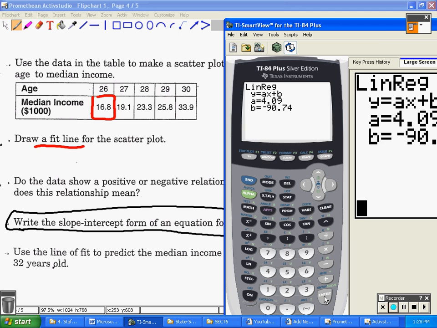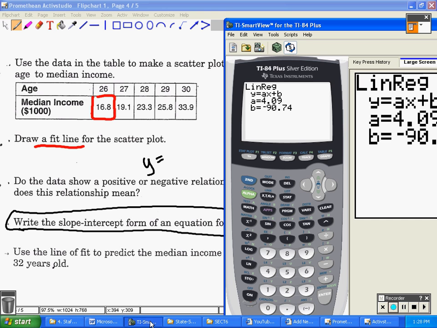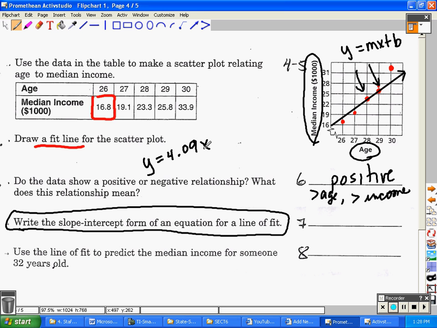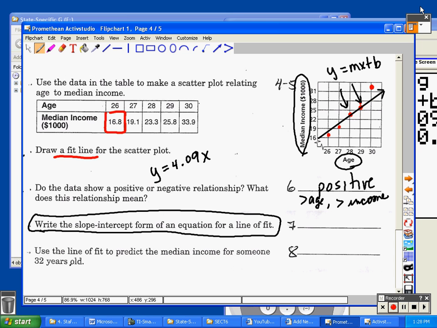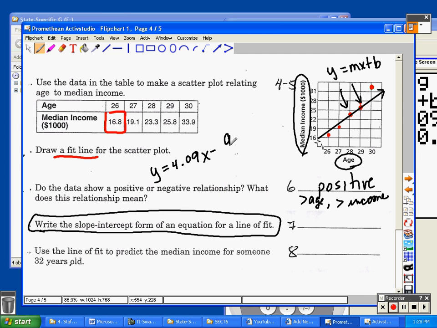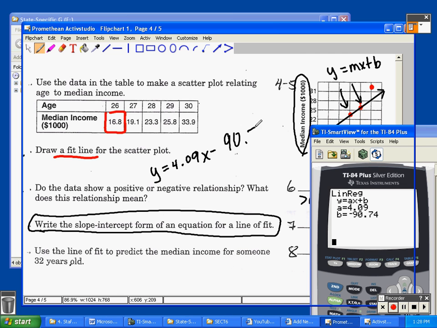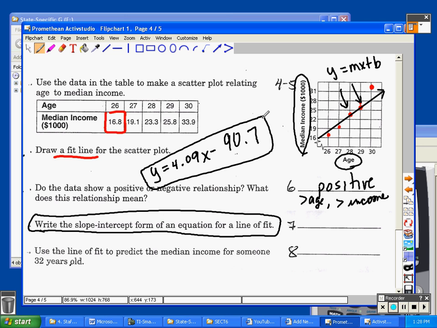All right, so I got the equation. It's right here. So my slope-intercept equation would be y equals 4.09x minus 90.7. So here is my equation for my line of best fit, and that's what I would write in for number 7. Don't forget the x.